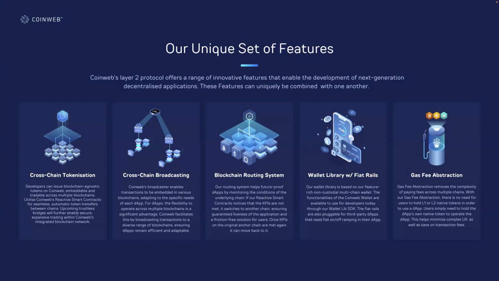We got gas fee abstraction, which is basically if you issue a token on CoinWeb, you can remove the need for users to hold separate tokens to pay for gas fees. And that is both with CWeb as an L2 token, that is the Apex token of our platform, but also for L1 tokens. So the users would not have to deal with that. They just use the dApp's own token, and that's the only thing they need to transact with.